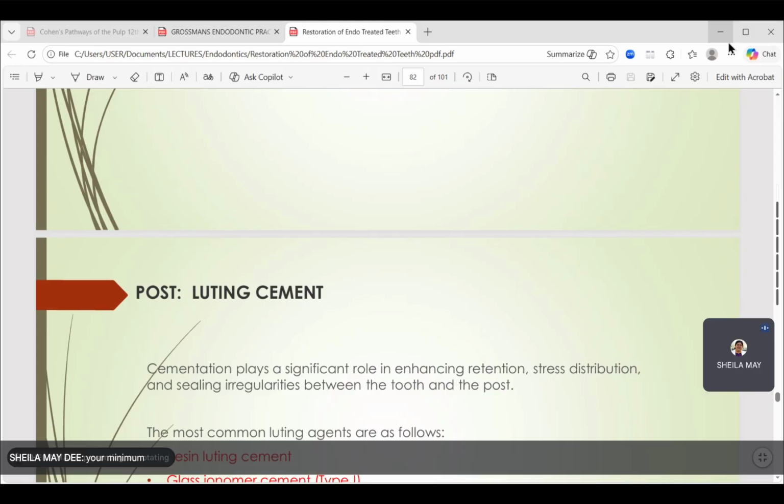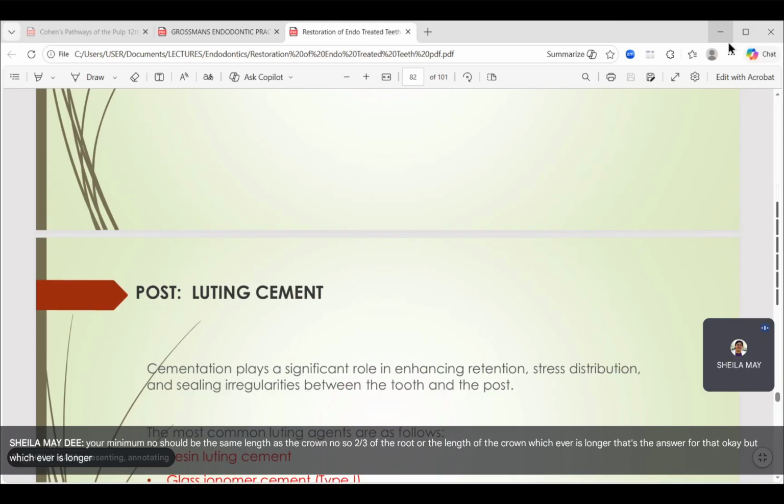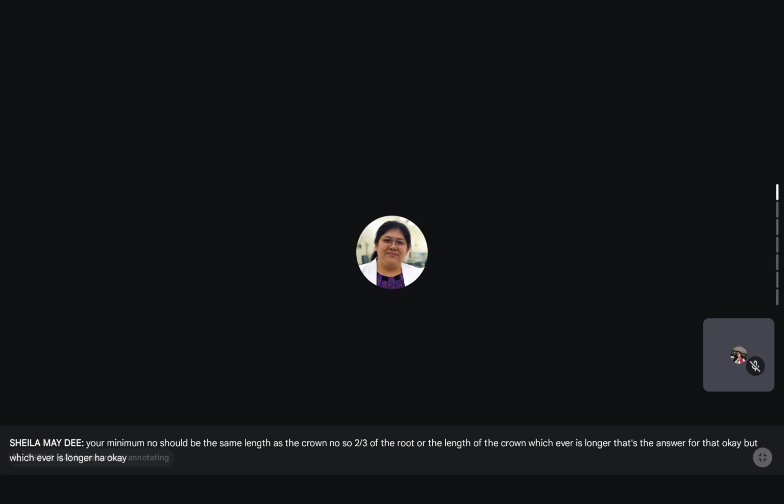your minimum should be the same length as the crown. So two-thirds of the root or the length of the crown, whichever is longer. That's the answer for that. Okay? But whichever is longer, ha? Okay. Shelly.